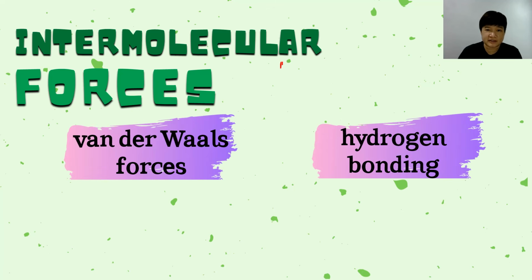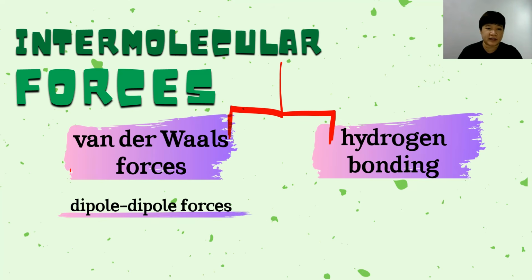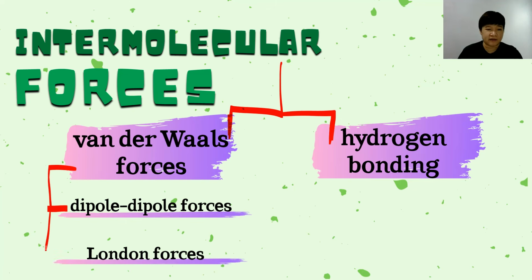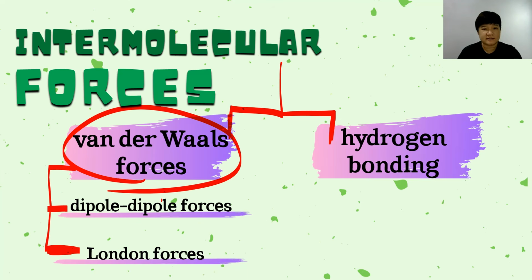Generally, we have two types of intermolecular forces. Intermolecular forces can be separated into van der Waals forces and also hydrogen bonding. And we have two different types of van der Waals forces. First and foremost, dipole-dipole forces. Second, we can have London forces. So dipole-dipole forces and London forces both are under van der Waals forces. So let's look into detail of each and every one of these forces.